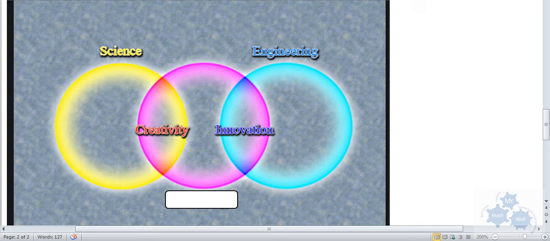So the science, or the ideas, combine with the innovation, the inventions, how to make things work. And this inner circle is called technology. So it's where knowledge and making things work come together.